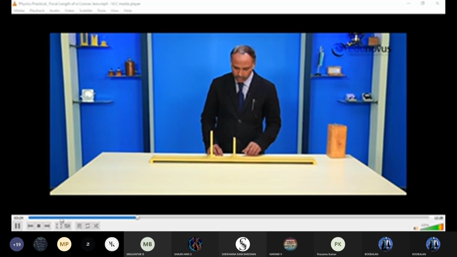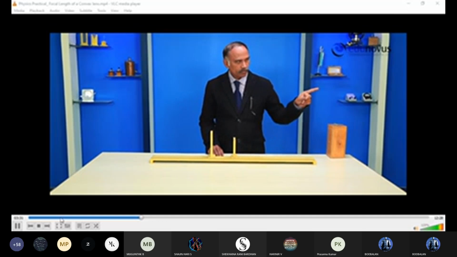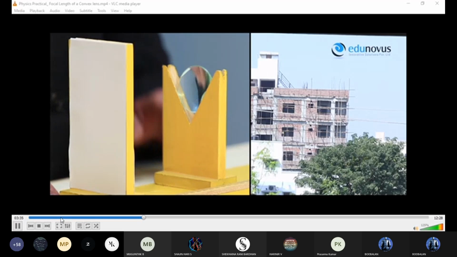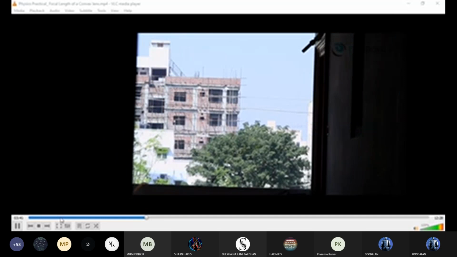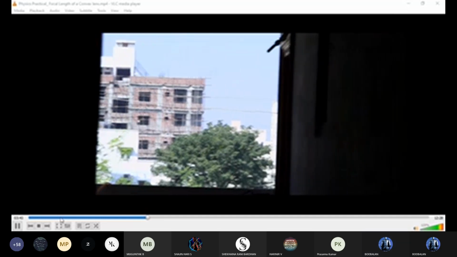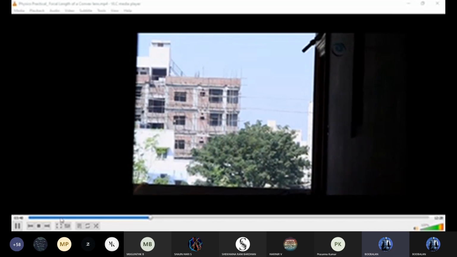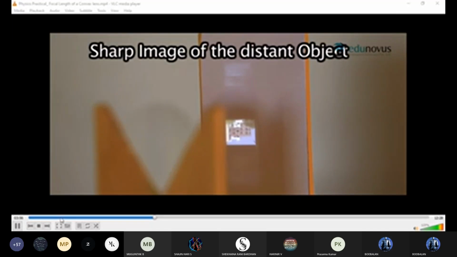Now, we adjust the positions of the lens and the screen until we obtain a sharp image of the distant object on the screen. So, let us adjust the positions of the lens and screen. This is a long distance method, finding the rough focal length. Here you can clearly see that a sharp image of the distant object is obtained on the screen.